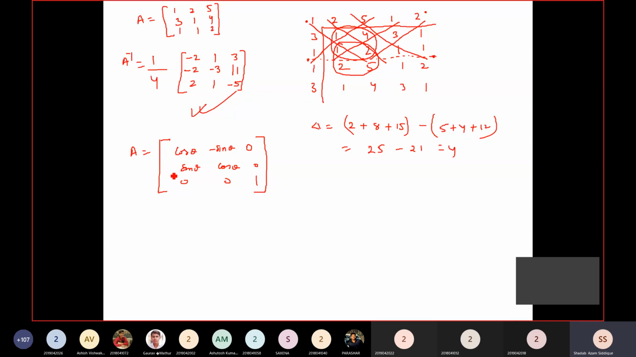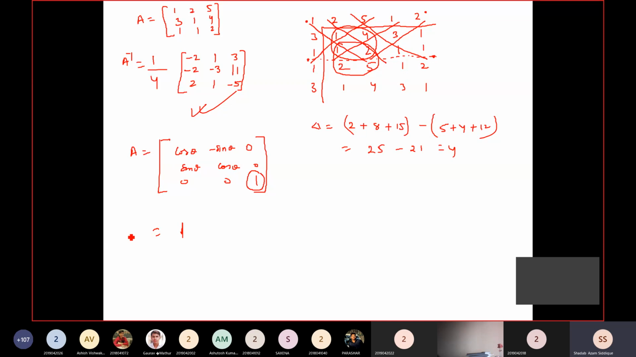Now you can find the determinant directly. See, here you can see, if you take this element, all of this will be eliminated, so you'll get 1 into this element. So 1 into this element means the other elements will be 0, so no rows and no columns will be added, so directly it will be cos square theta plus sin square theta.